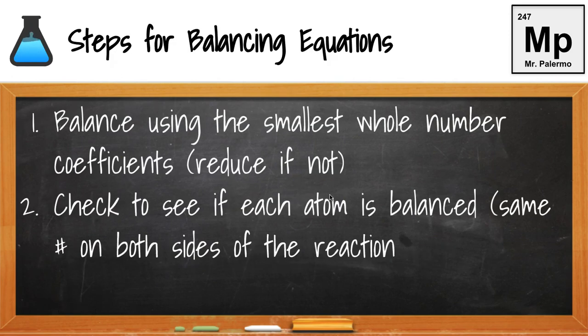Well, the first thing we want to do is balance the atoms on both sides using the smallest whole number coefficients. If for some reason you end up with not the smallest whole number, make sure you reduce. And then go back and check to see if each atom is balanced on both sides, meaning that you have the same number of atoms on both sides of the reaction.